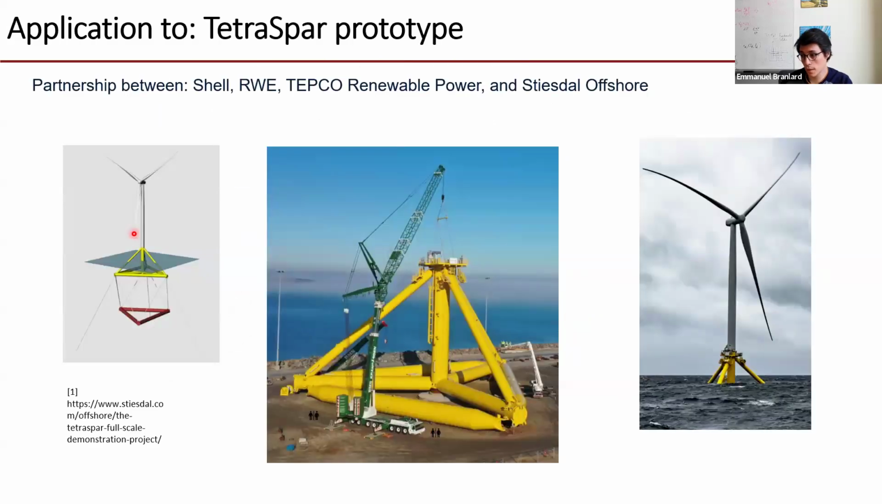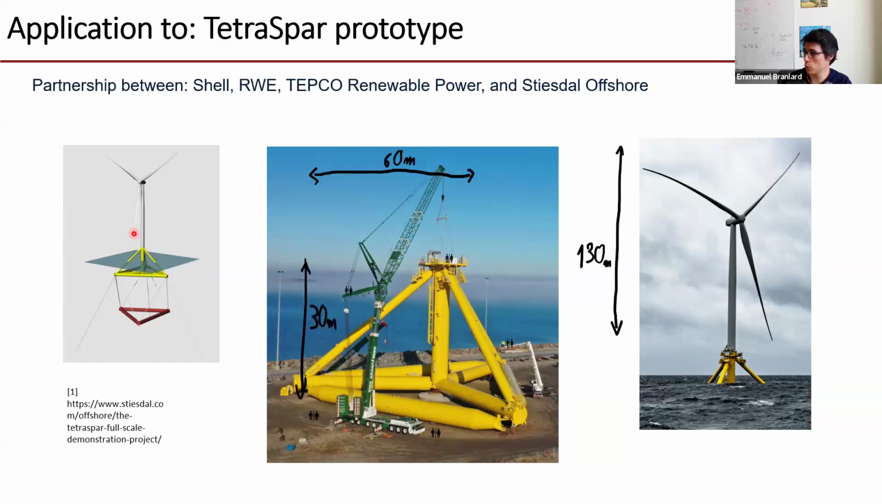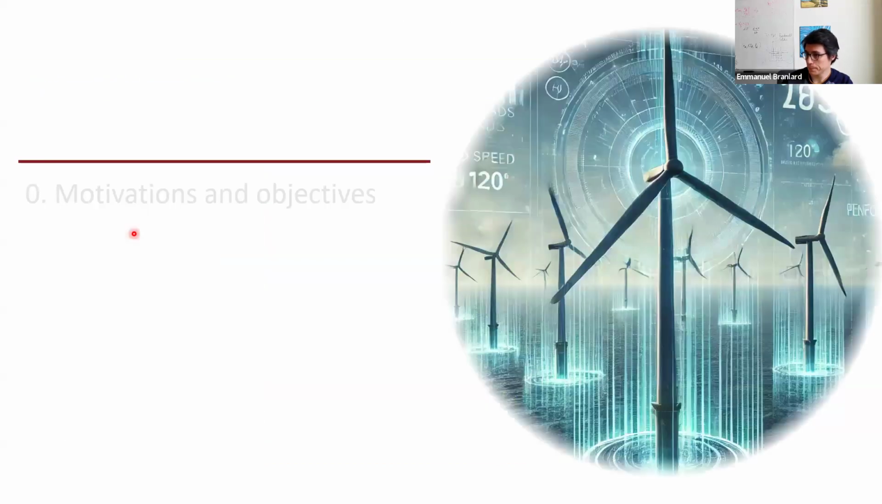We're going to apply this to an existing asset. So we have the TetraSpar prototype that has been shipped off the coast of Norway and is operating. And we had a nice partnership with Stiesdal Offshore, which also has a partnership with many entities. So we use data from their prototype for this application. And I'll dive into more detail on the data. But it is a big prototype, 130-meter diameter, 2.3 megawatts. So a very large structure.